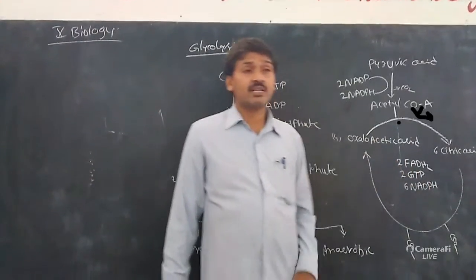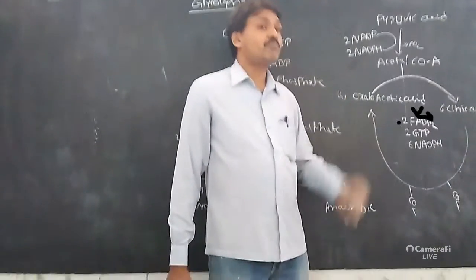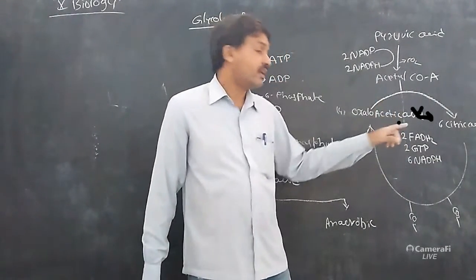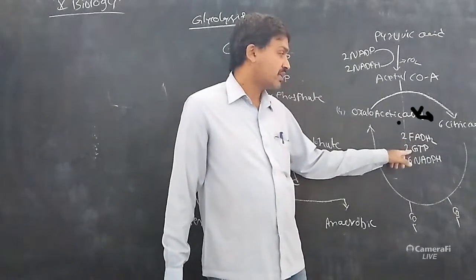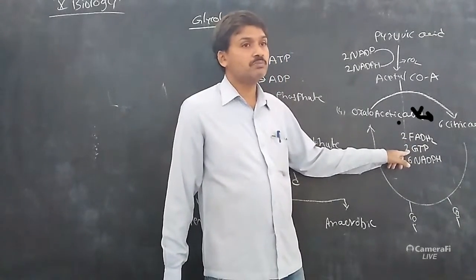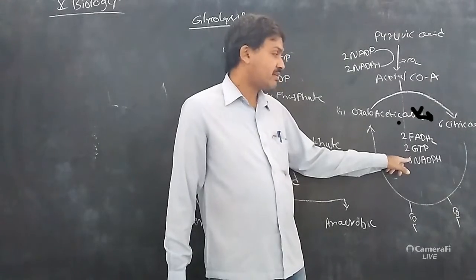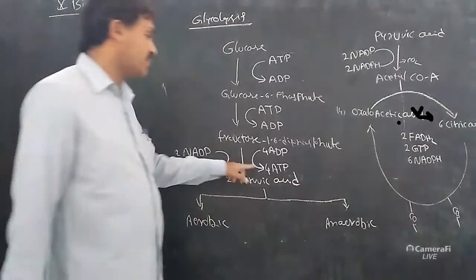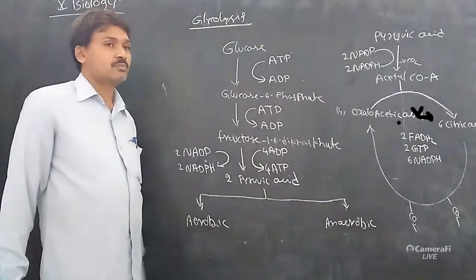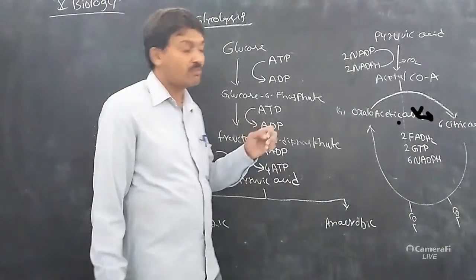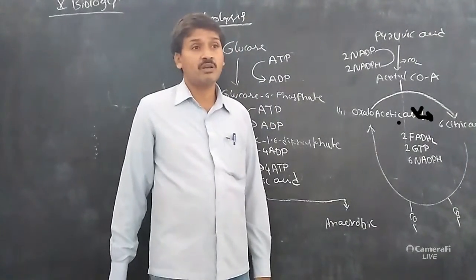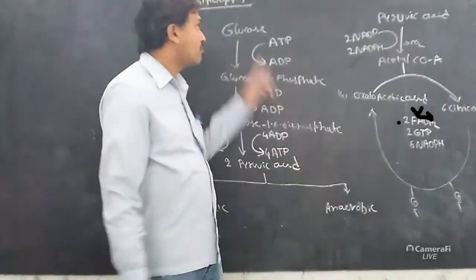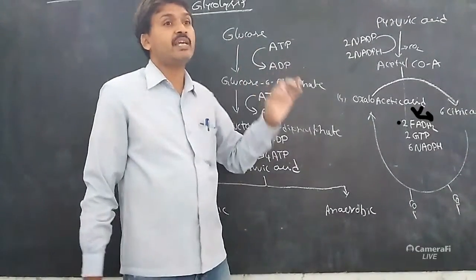FADH travels in the electron transport system, 2 ATPs will form. How many total here? 2 into 2, 4 ATPs come from this FADH2. GTP is equivalent to ATP. Here 34 plus here 2, 36. And here, how many ATPs are formed directly? 4. So totally how many ATPs form in one glucose molecule oxidation? 40 ATPs will be produced.